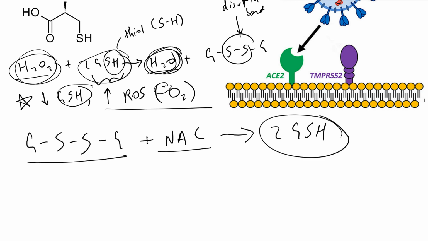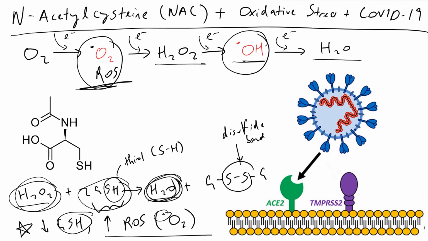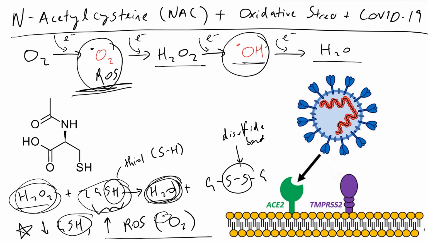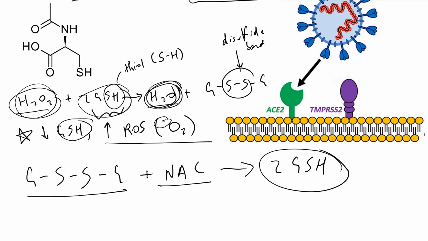And the reason why it's very important for us to have GSH present inside of our cells is to reduce the concentrations of these reactive oxygen species that we have present, because when we have GSH present, we can perform this important reaction here of reducing hydrogen peroxide into water. So taking the NAC supplements helps us increase the levels of GSH.